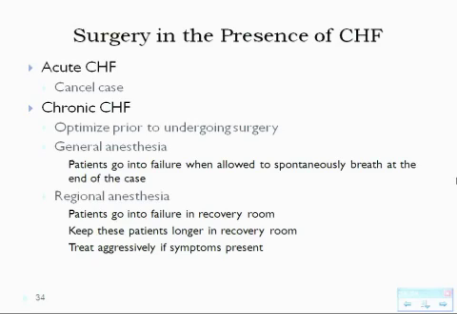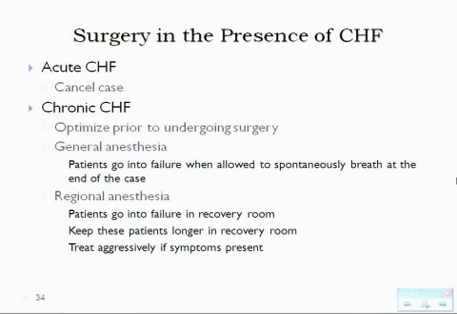Which one's safer? Is general anesthesia safer or regional anesthesia? And the answer is they're both dangerous. No matter what you do to these people, bad things will happen. They have a higher incidence of complications and risk. If you let the person go into general anesthesia and you don't let them spontaneously breathe during the case, a lot of times because you're giving the positive pressure, you're preload reducing them acutely, and you're going to have to give them more fluids.